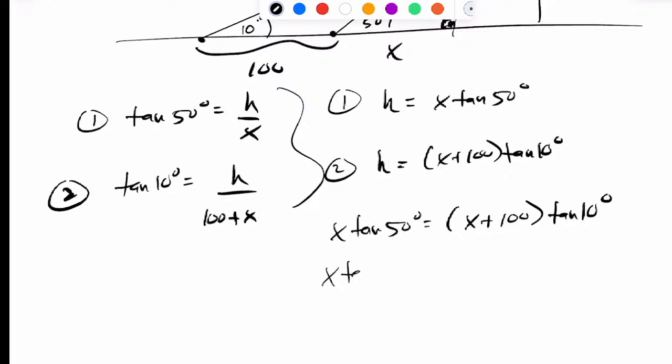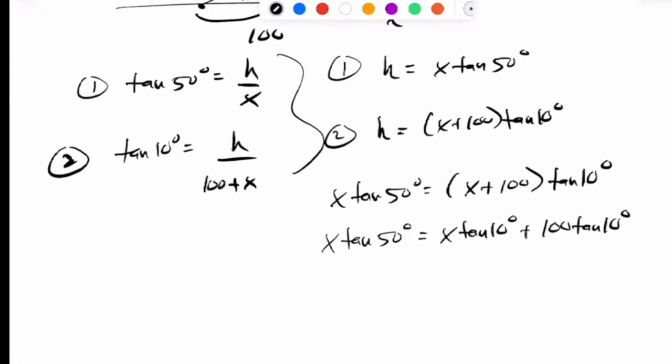So this becomes X tan 50 degrees is X tan 10 plus 100 tan 10. So I'm looking to solve for X, so X is to one side.